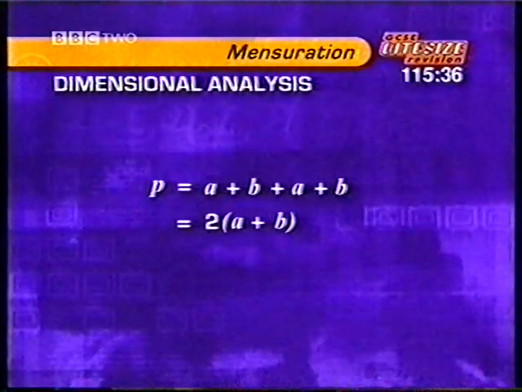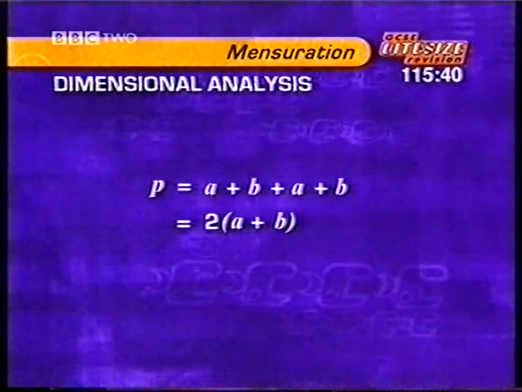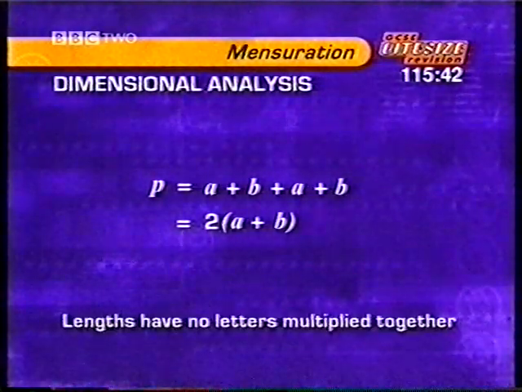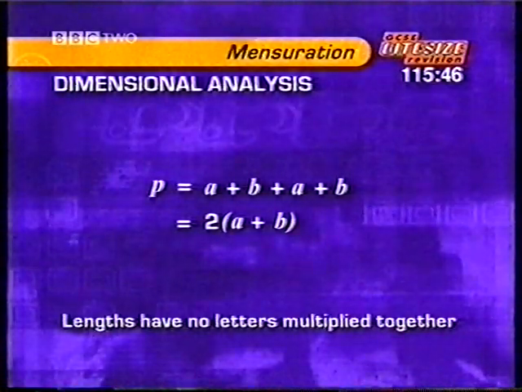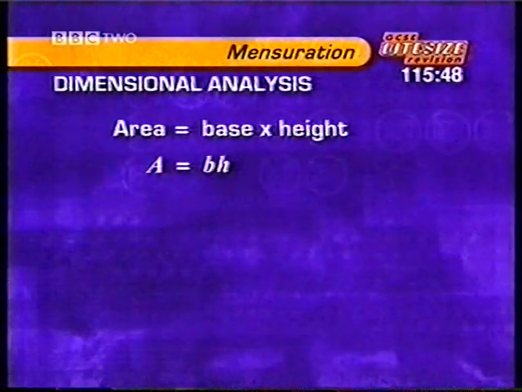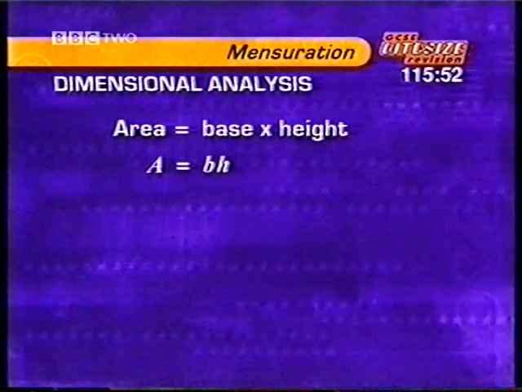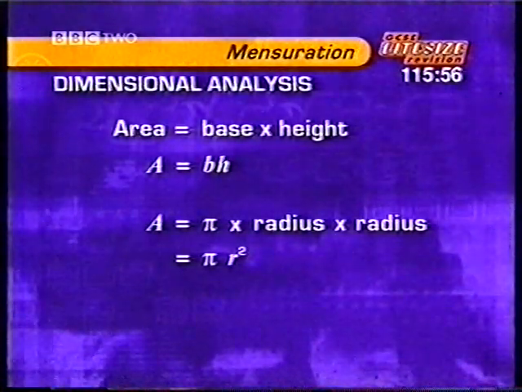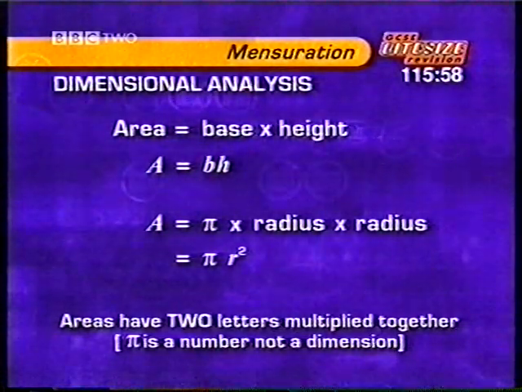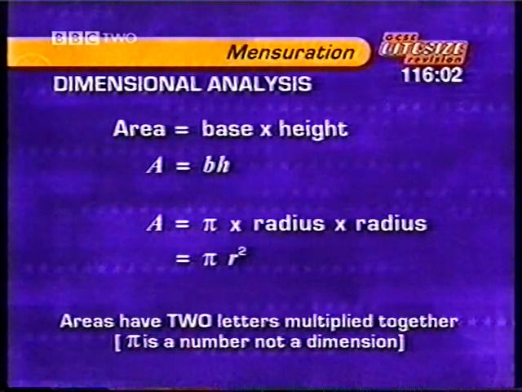The thing to notice is that when we work out a length, like the perimeter of a rectangle, we add up a collection of other lengths, like A plus B. No letters representing lengths are multiplied together. In an area, we do multiply two lengths, for example base times height or radius times radius, the radius squared. So with an area, two letters representing lengths are multiplied together. Remember, pi is a number, not a dimension.